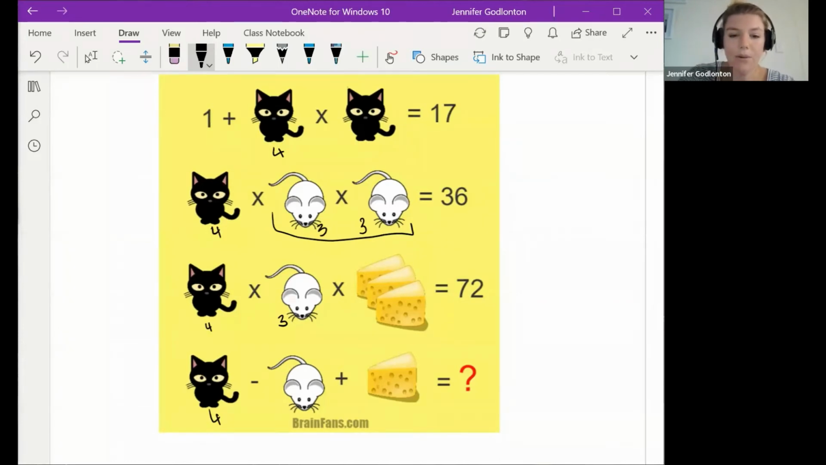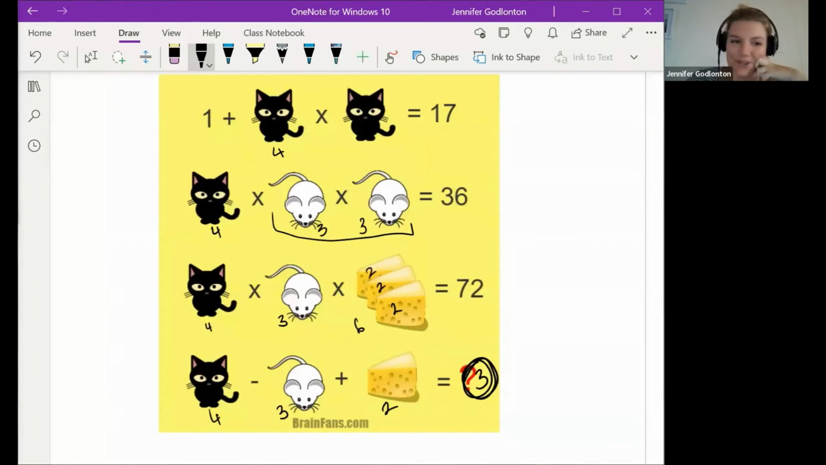Then we've got 4 times 3, which is 12, and then we have to times it by something to get to 72, which means that our cheese is 6. So each of our cheeses is 2. So now we've got our cat, which is 4, minus our mouse, which is 3, which gives us 1, plus our cheese, which is 2, which gives us a total of 3.